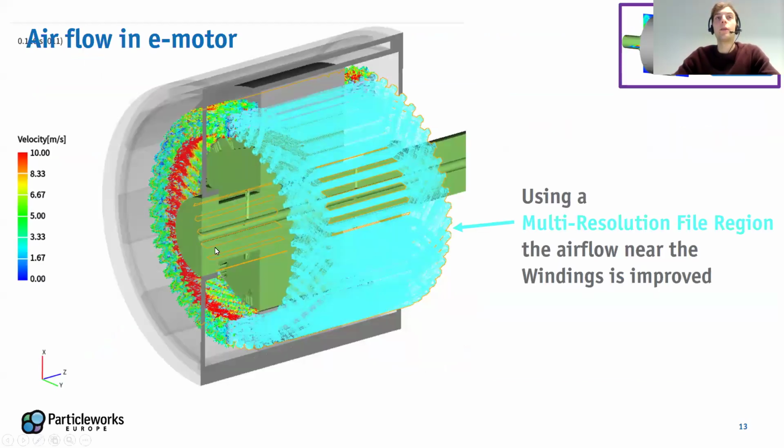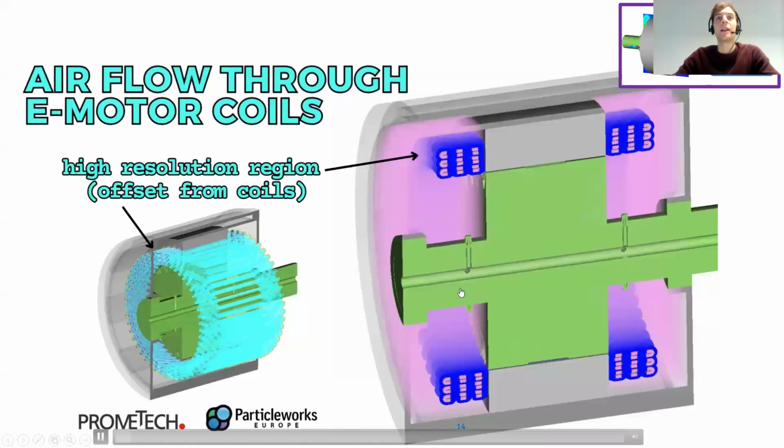So here you first see the air simulation, so windage effects inside the e-motors. We also take advantage of this multi-resolution region. So basically around the coils, we are also able to refine the air in order to have better flow through the windings and the coils. So here you see the simulation of air.